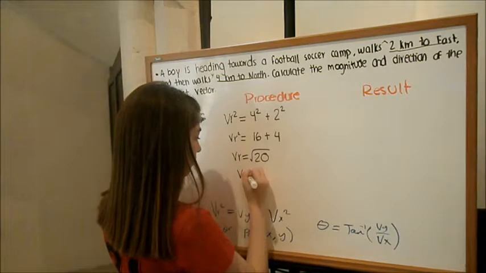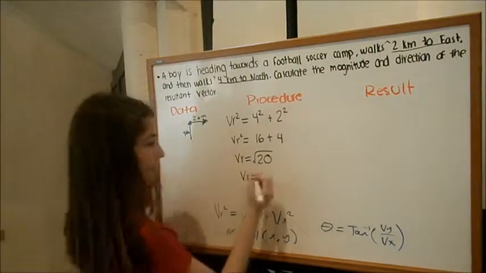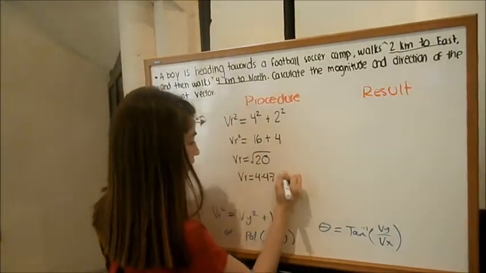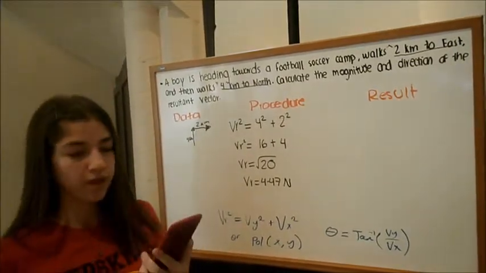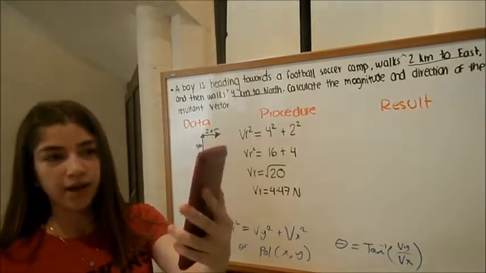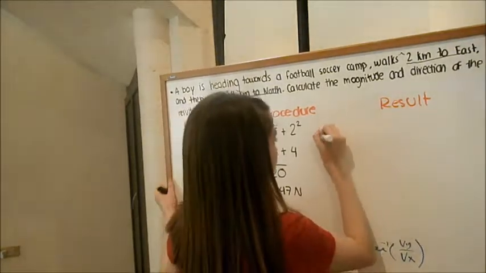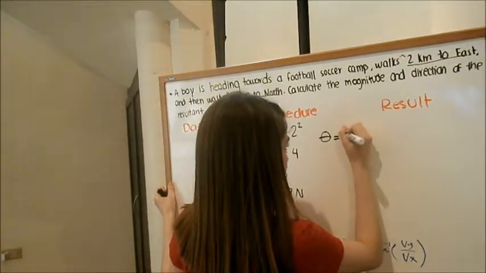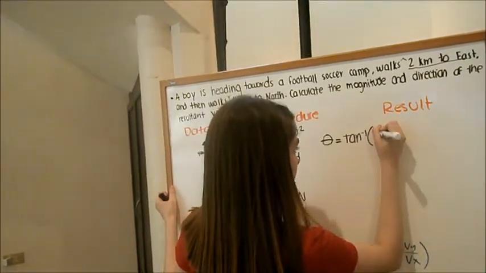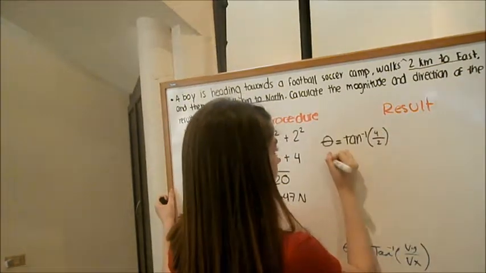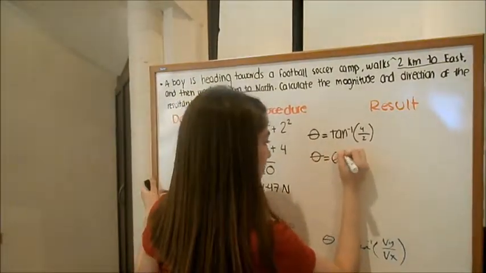And the vector is 44.47. Or you can use in the calculator this formula, and here you can see that we have the result and the direction. So to get the direction, we can do 4 divided by 2, and then the direction is 63.4.